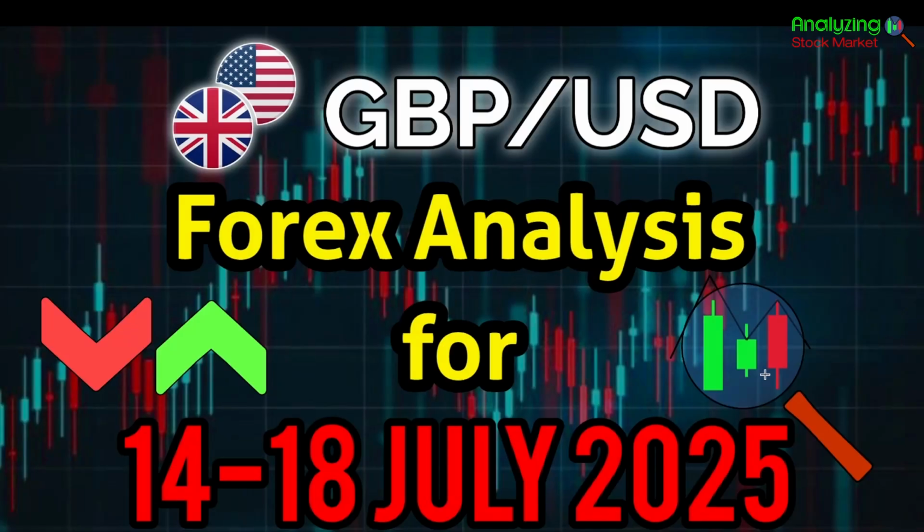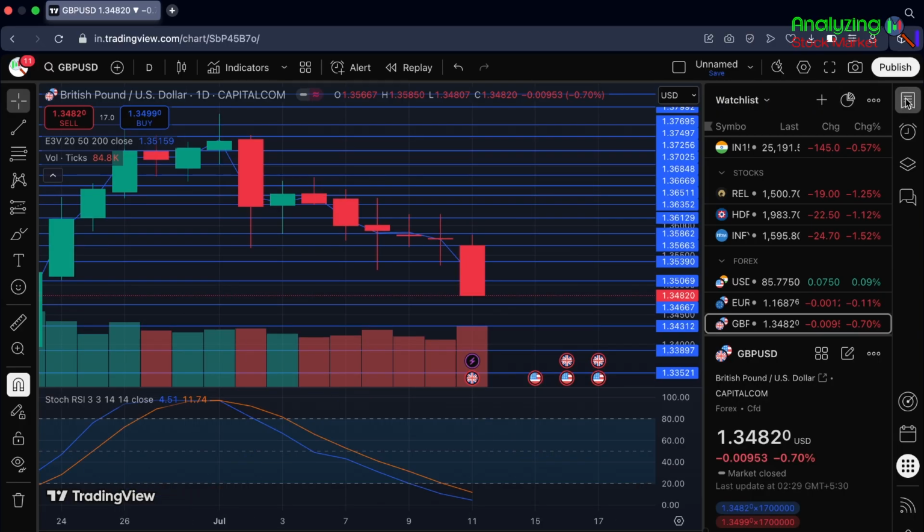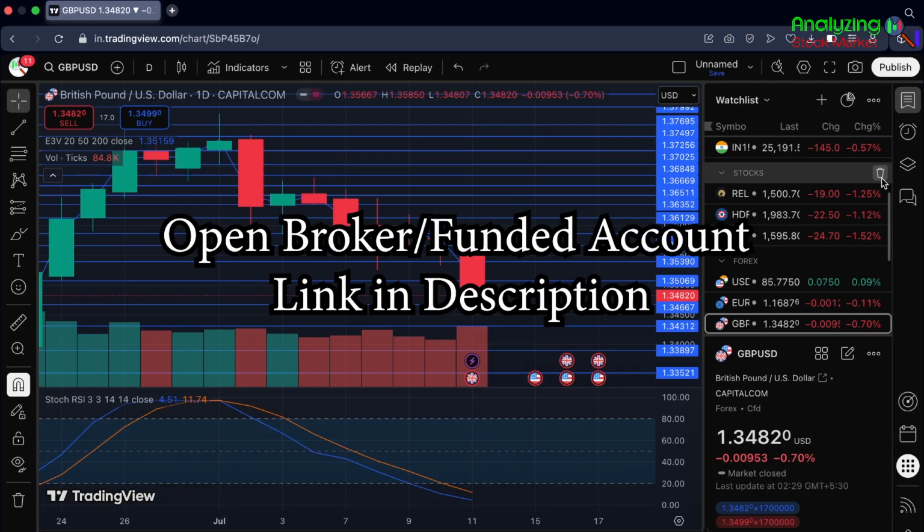So today we'll be talking about the GBP USD pair, and we will be doing the Forex analysis for 14th to 18th July 2025. So let's go straight to our chart. Here, first let's see what happened in the GBP USD pair on Friday. A 0.7% negative move, and 1.34820 was the closing on Friday.